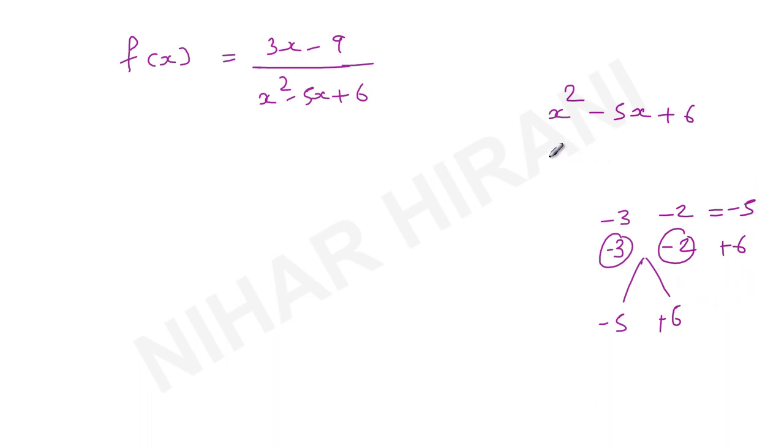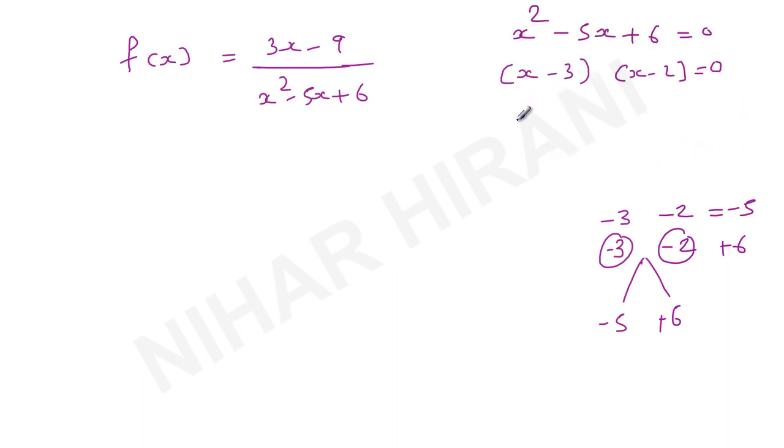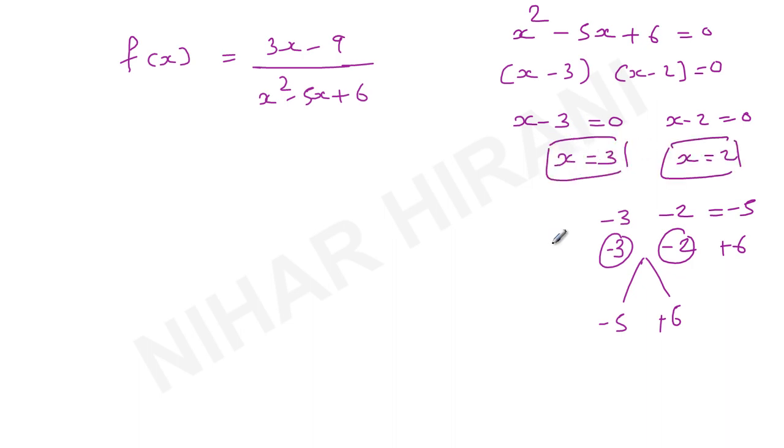So I can say this will be (x - 3)(x - 2) equals 0. So I can say x - 3 = 0 and x - 2 = 0. Add 3 to both sides, so x = 3 and x = 2. That means if I substitute 2 and 3 in this quadratic, then I will get 0. It means I cannot take 2 and 3 because I don't want my denominator to be 0.